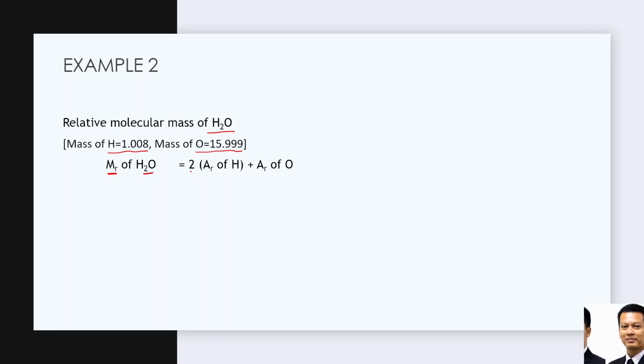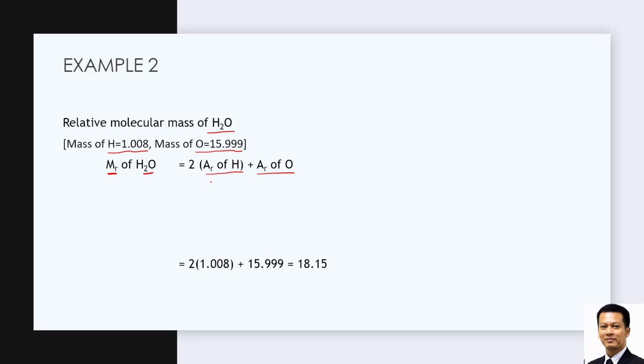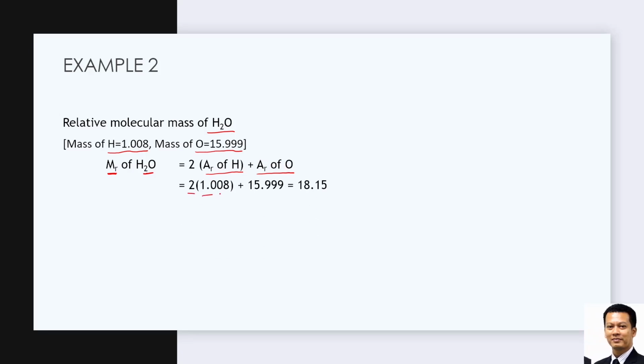We want to calculate the relative molecular mass for H2O. So this is the formula: 2, because there are 2 hydrogens, times the AR of hydrogen, plus the AR of oxygen. The relative atomic mass of hydrogen and the relative atomic mass of oxygen. So 2 times 1.008 plus 15.999. So you will get 18.015. Again, no unit, because this is MR, the relative molecular mass.